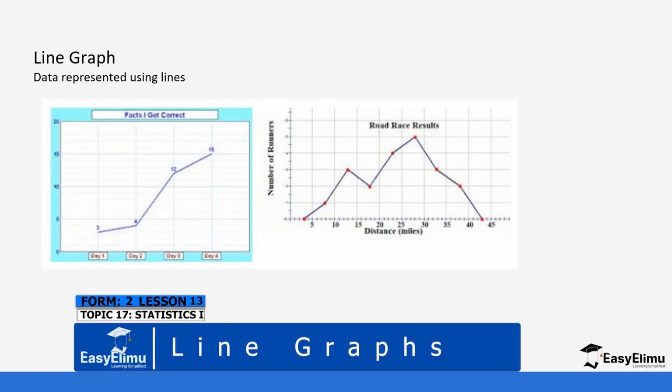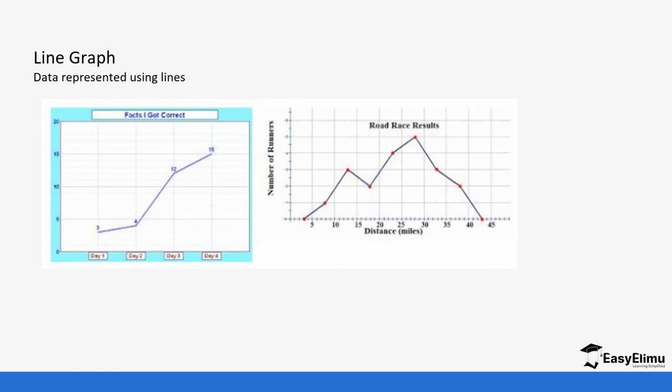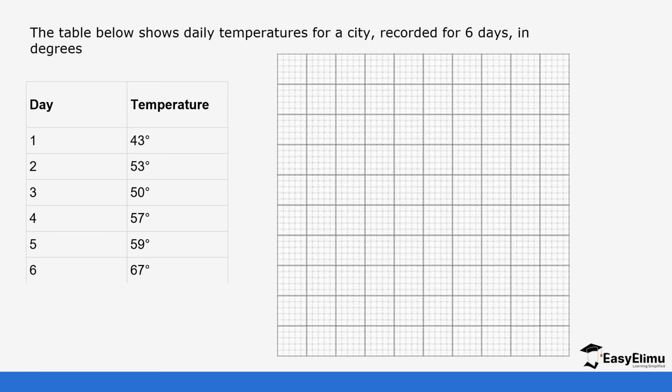You can see in this case, you have been given the number of runners and the distance they covered. The distance is placed on the x-axis and the number of runners on the y-axis. Now look at a sample question. The table below shows the daily temperatures recorded in 6 days. So we have day 1, 2, 3, 4, 5, and 6, and we have the temperatures from 43 degrees Celsius to 67. So we are going to represent this data on a line graph.